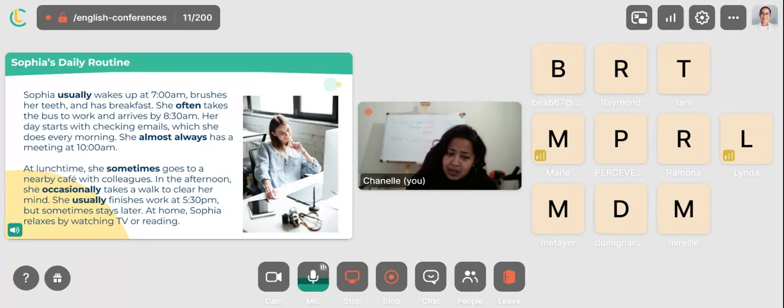At lunchtime, she sometimes goes to a nearby cafe with colleagues. In the afternoon, she occasionally takes a walk to clear her mind. She usually finishes work at 5:30 p.m., but sometimes stays later. At home, Sophia relaxes by watching TV or reading.